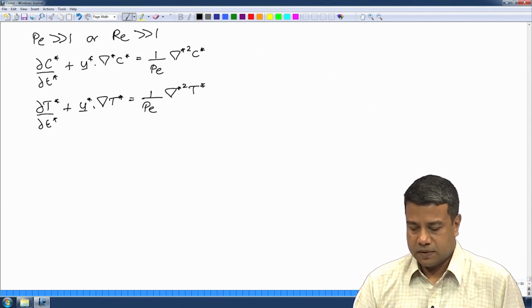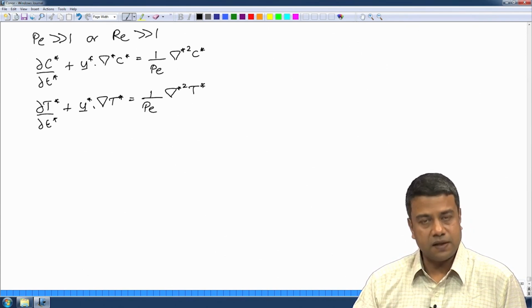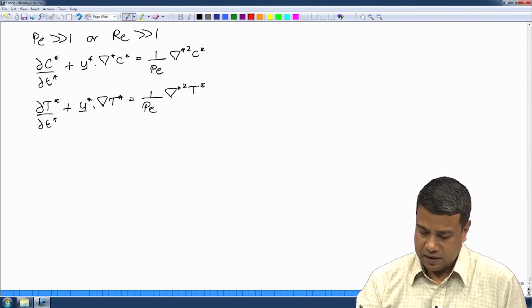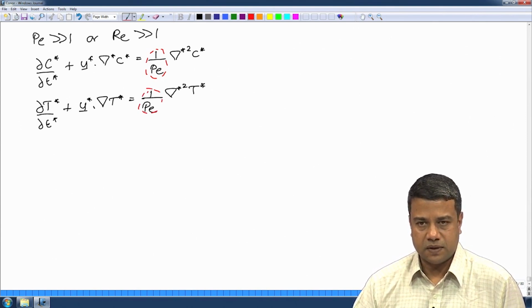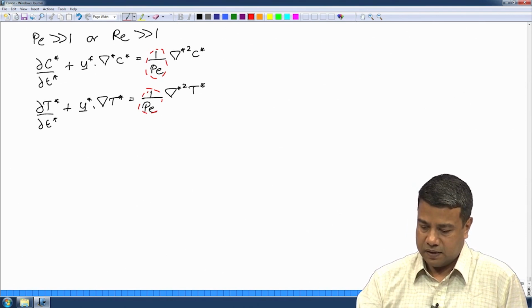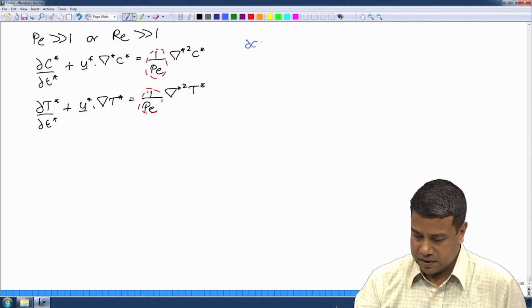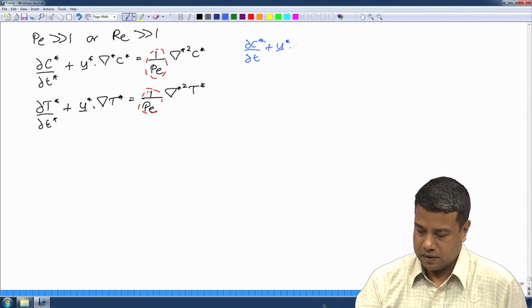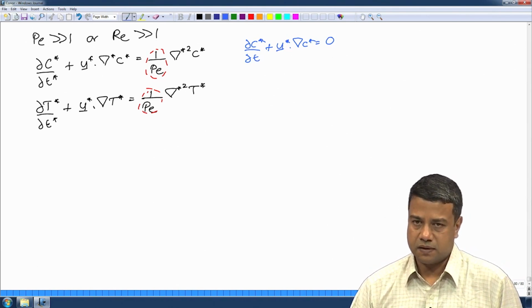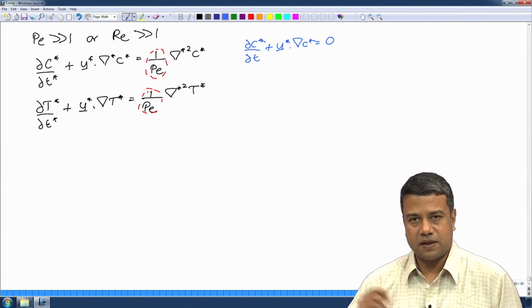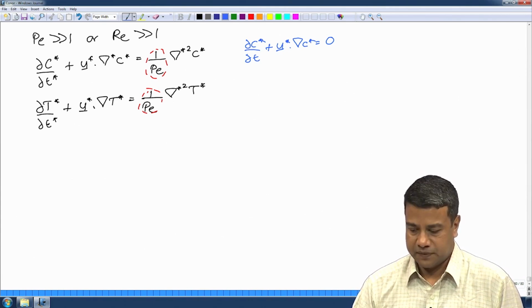In this case, you would think simplistically, Peclet number is large, therefore, this number is very small. So, I can just neglect the right side of the diffusion equation and solve an equation of the form partial C by partial t plus u dot grad C equals 0. You just go ahead and solve that to get the temperature or the concentration field, and a similar equation for the temperature field.